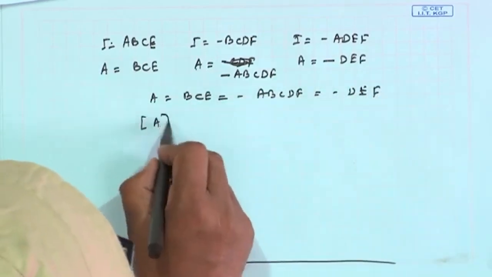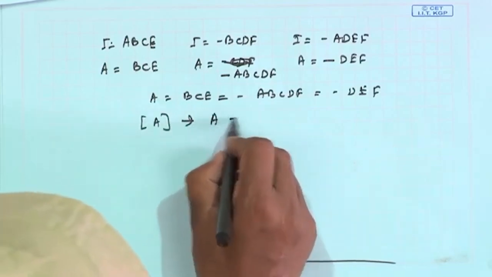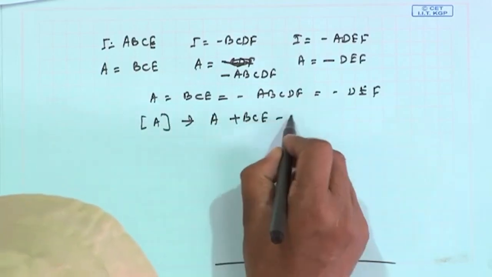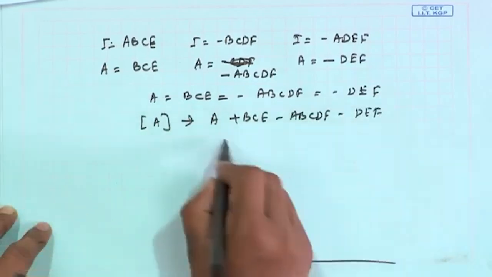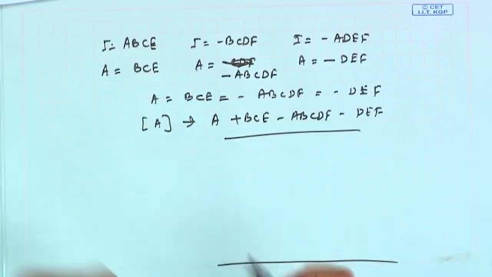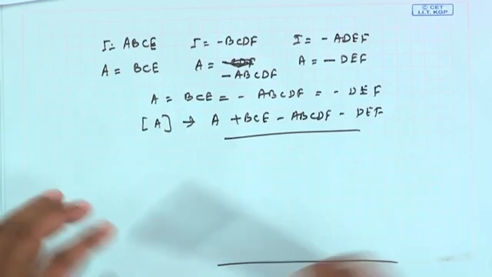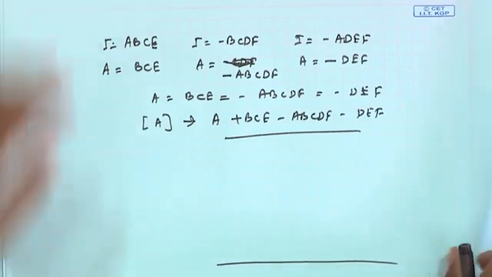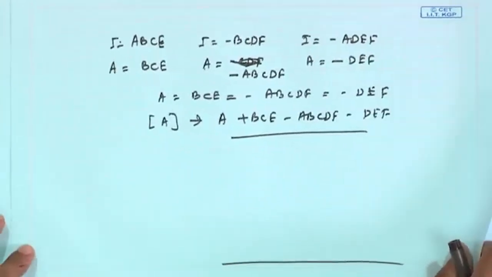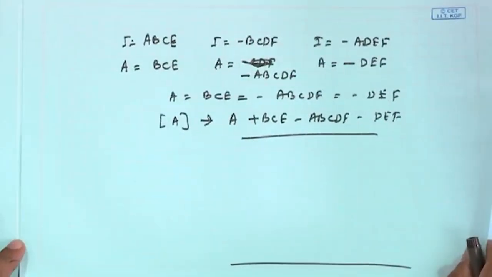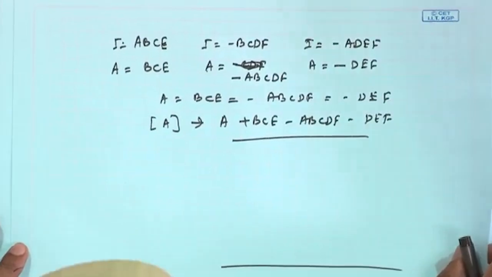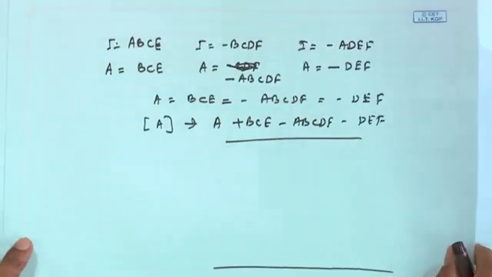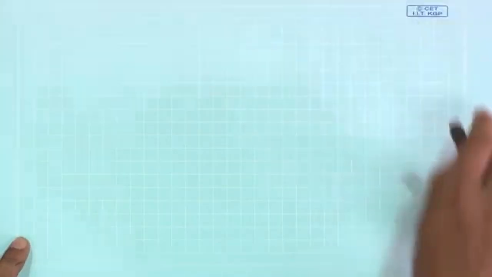Other way, if we denote in this manner, we will write A plus B C E minus A B C D F minus D E F. So in your alias structure, the sign conversion, there will be some changes in the sign. That is why you have to be careful about what kind of alternative fraction, principal or alternate, you are using, and accordingly the defining relations also you have to be very, very careful.